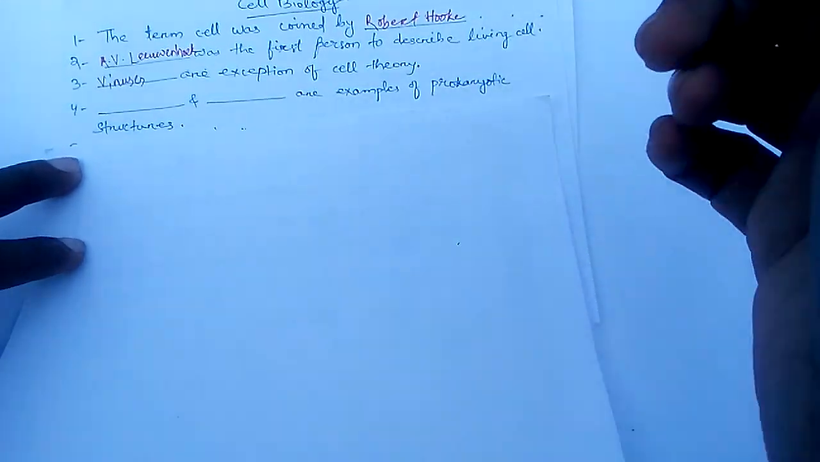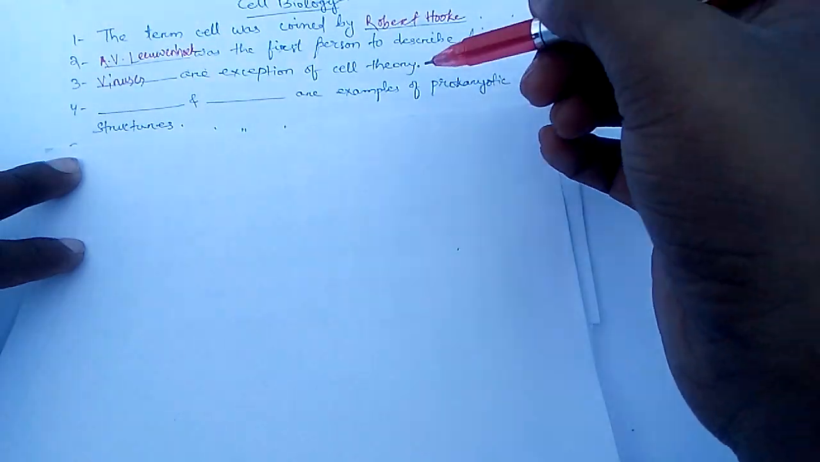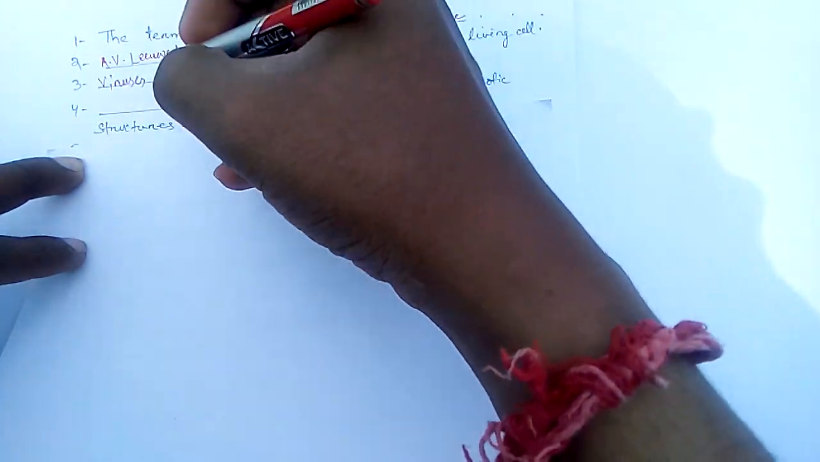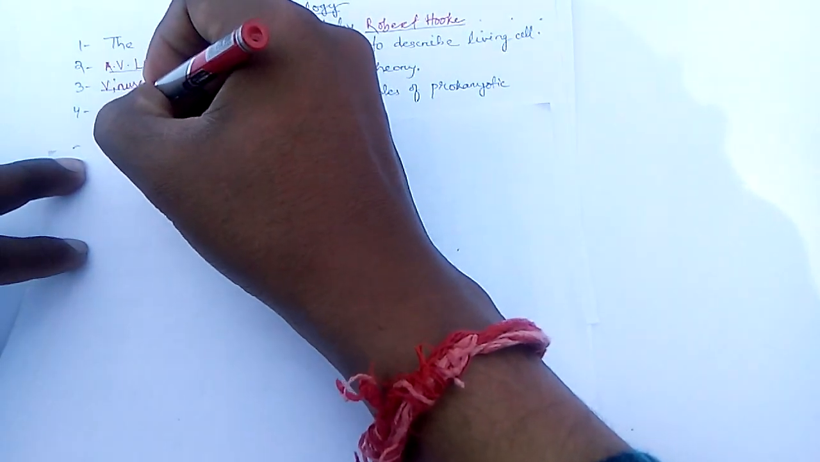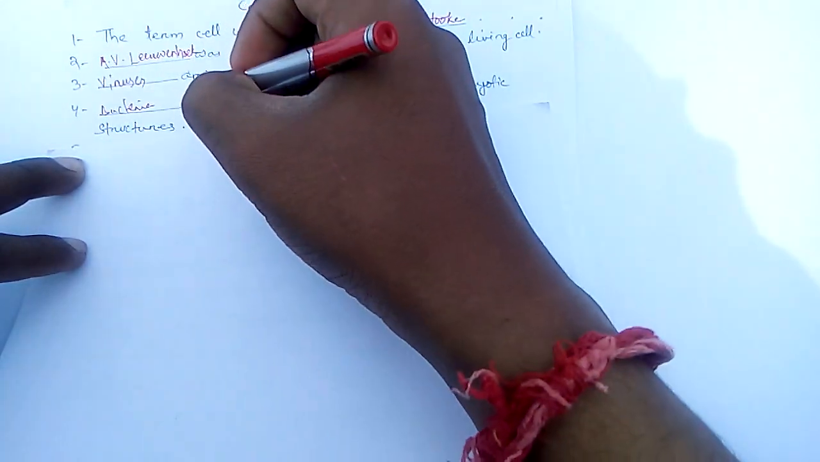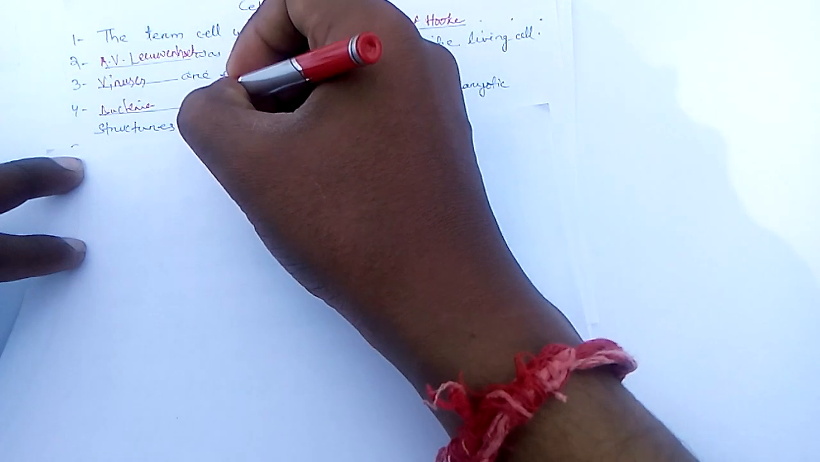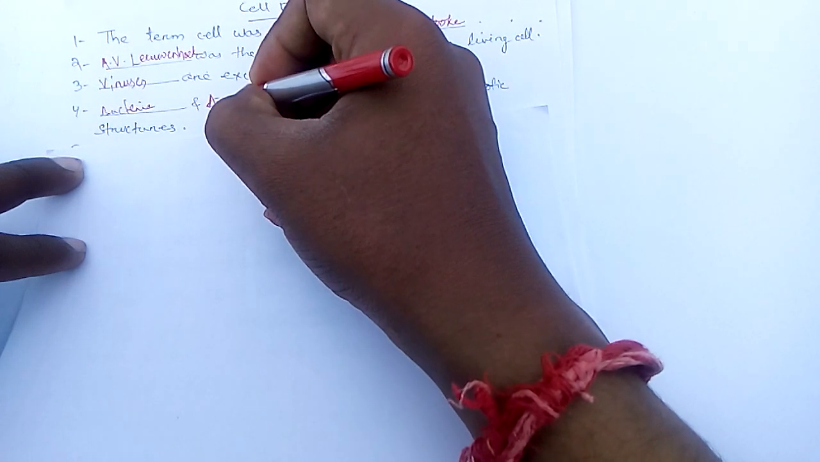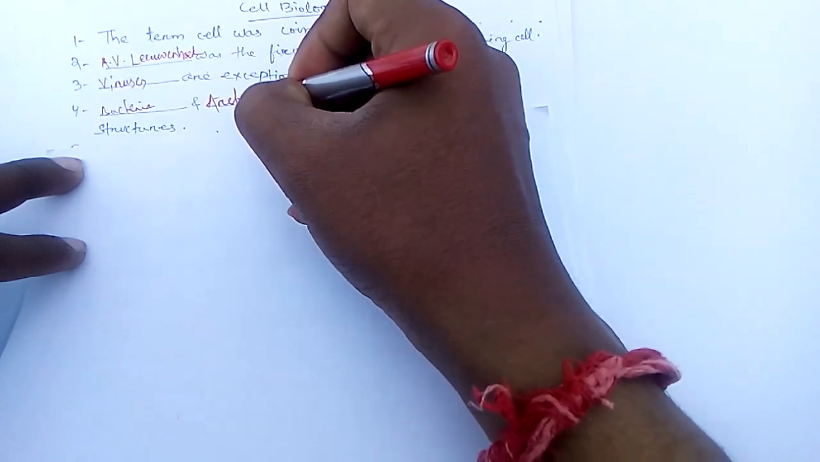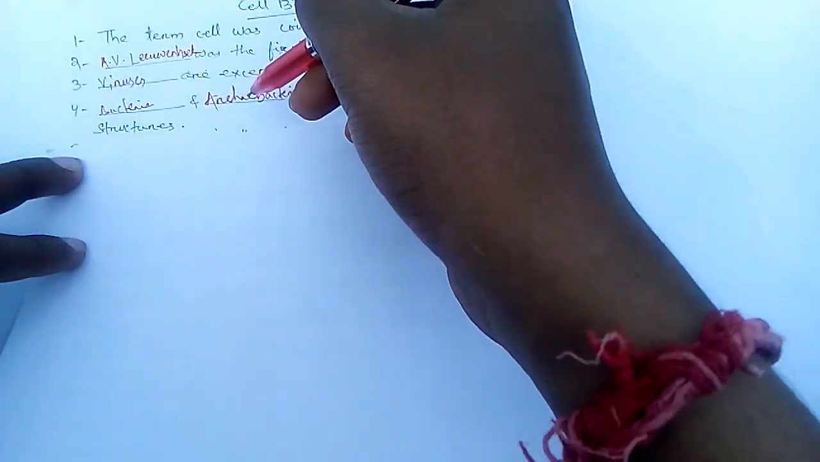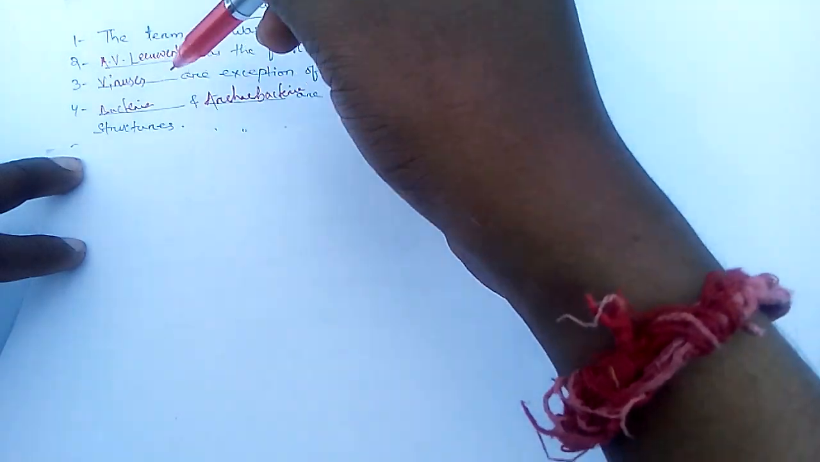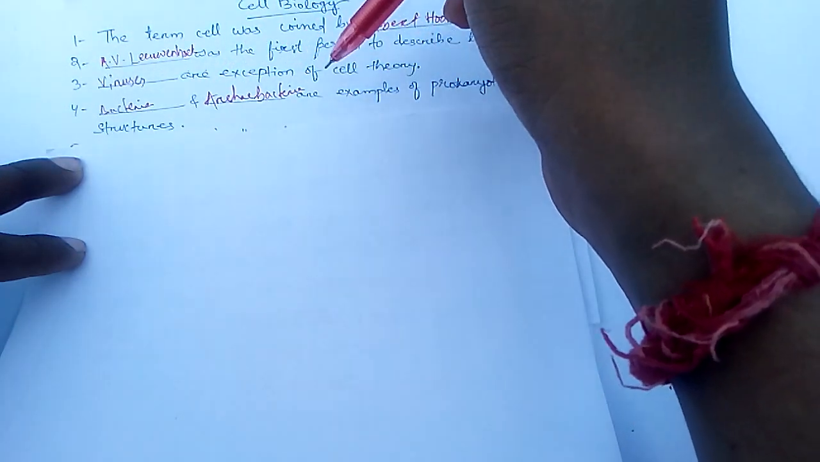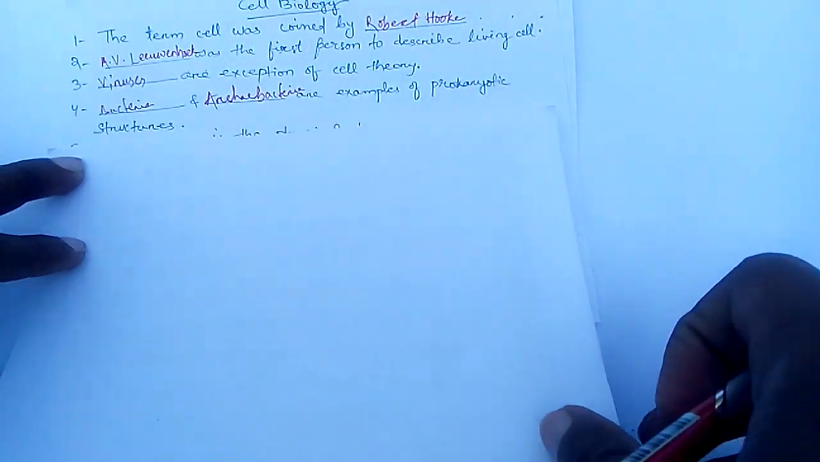Question number 4. Dash and dash are examples of prokaryotic organisms. In this question, two examples of prokaryotes are asked. One is very simple: bacteria. Bacteria are prokaryotes. Excluding bacteria, you can also write mycoplasma, blue-green algae, or archaebacteria. Anything you write from these is correct. So I am writing here archaebacteria. This is a little bit important, because bacteria and archaebacteria are examples of prokaryotic organisms. Excluding these, if you write blue-green algae, mycoplasma, etc., then they are also correct.